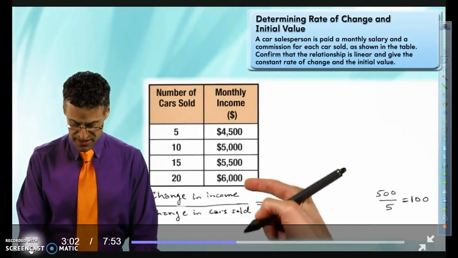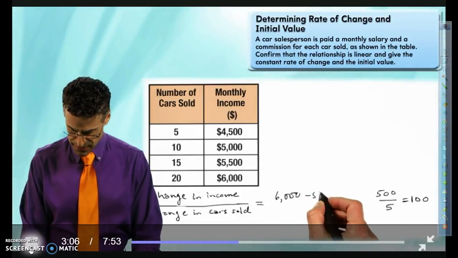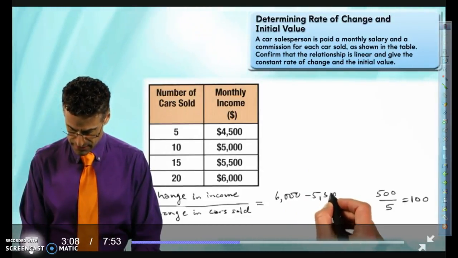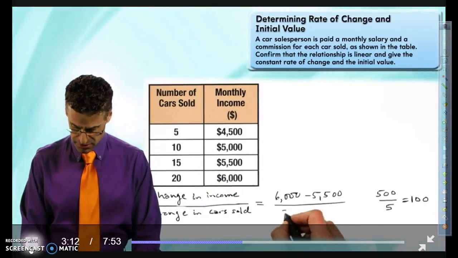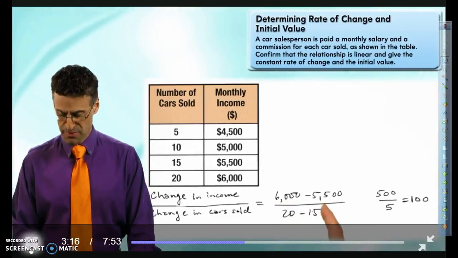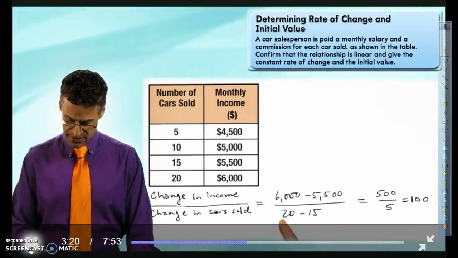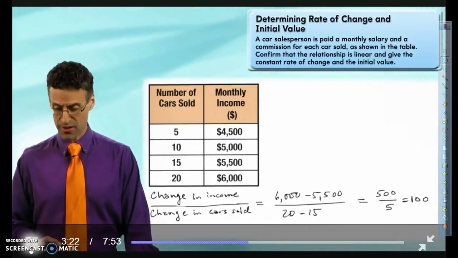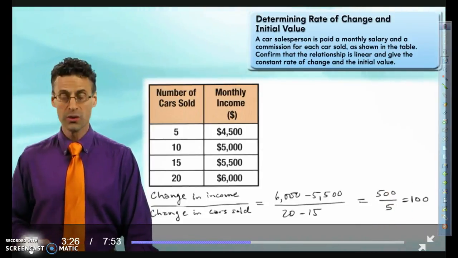So let's look at the change in income between these two. That's going to be 6,000 minus 5,500 divided by the difference in cars sold, which is 20 minus 15. And what is that? Well, 6,000 minus 5,500 is 500, and 20 minus 15 is 5. And so again, we see 500 over 5, which is 100.